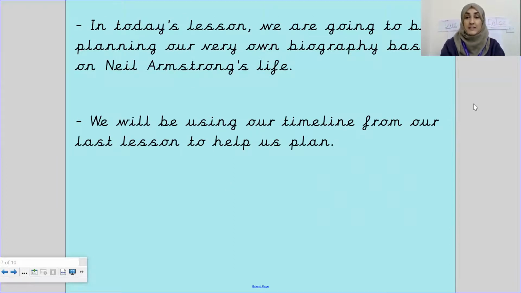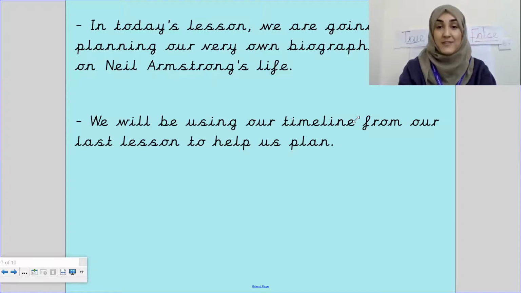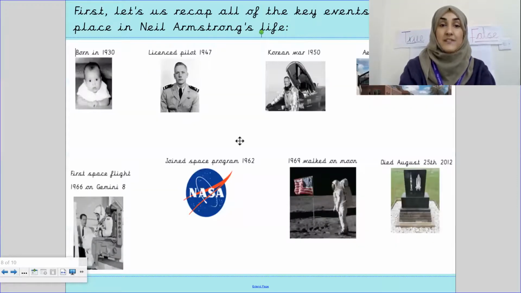Now, in today's lesson, other than our lovely true or false game, which I'm sure everybody enjoyed, we are going to be planning our very own biography based on Neil Armstrong's life. We will be using our timeline from our last lesson to help us plan.